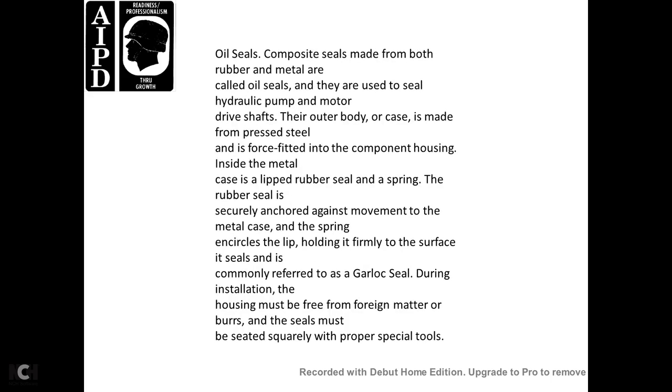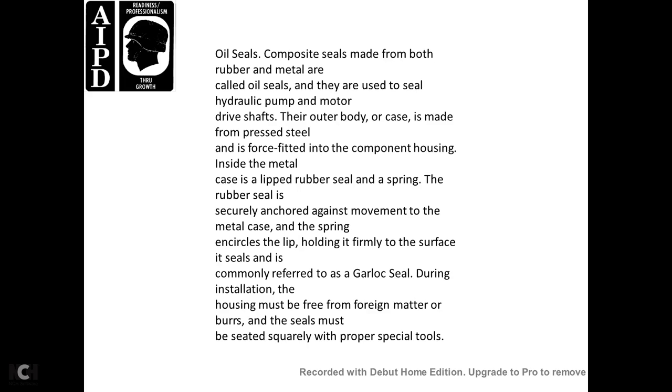Oil seals. Complete seals made of both rubber and metal are called oil seals. They are used to seal the hydraulic pump or motor drive shaft to the outer body. The case is made from brass and is force fitted into the housing, with the inside metal called the lip, a rubber seal, and a spring. The rubber seal is securely anchored against movement in the metal case. The spring encircles the lip, holding it firmly against the surface of the seal. This is commonly referred to as a Garlock seal.